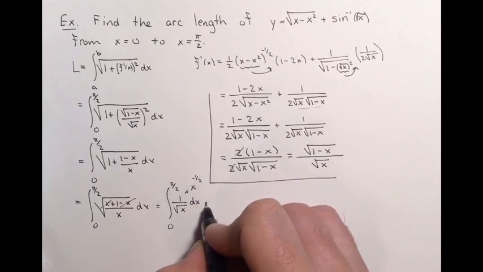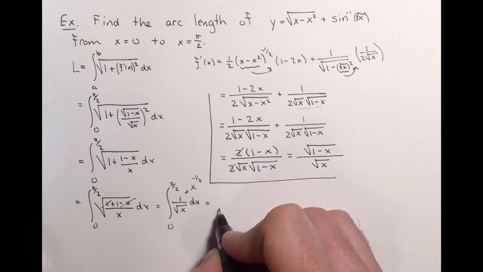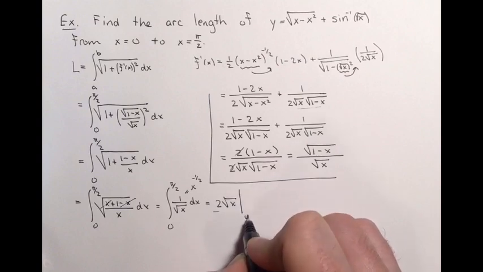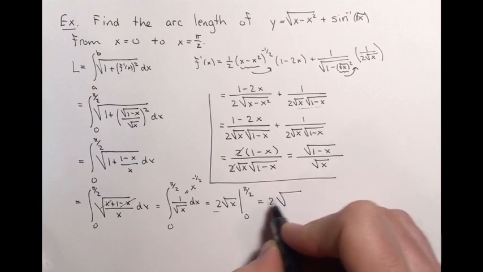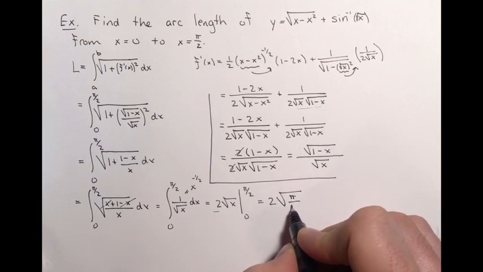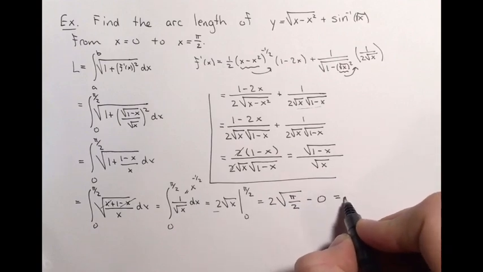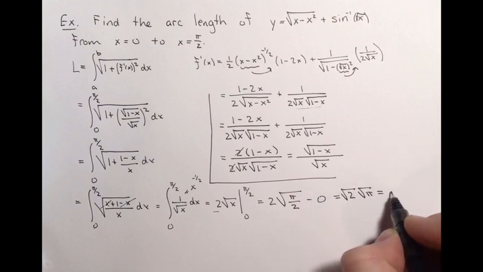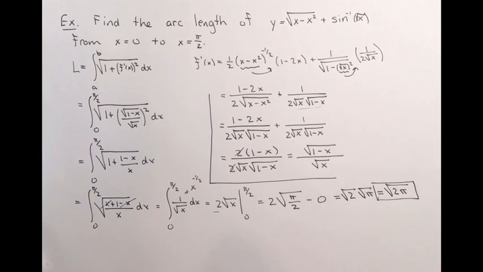Let's do our antiderivative using the power rule. So we increase that exponent by 1, giving us 1/2. We divide by 1/2, which is the same as multiplying by 2, and that is going to be our antiderivative evaluated from 0 to pi over 2. We get 2 multiplied by the square root of pi over 2 minus 0. This we can simplify a little bit more as well. This is 2 divided by root 2, which is just going to be root 2. And so we can put that all together. We have the square root of 2 pi, and that is our arc length.